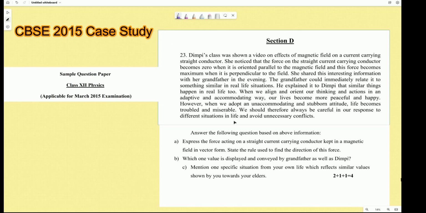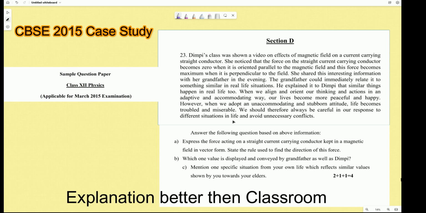Now the good thing about case study, it teaches you a lot about the concept and is a quick revision of the whole topic. Okay, it's a practical application of what you have learned in theory. Now let's study this question.